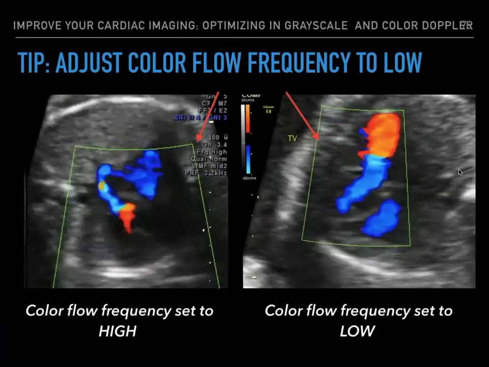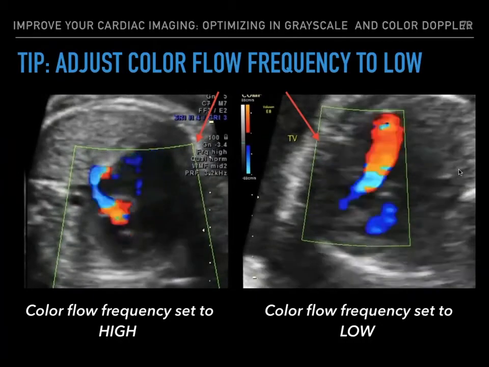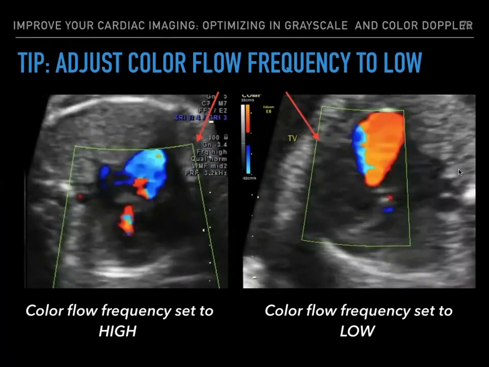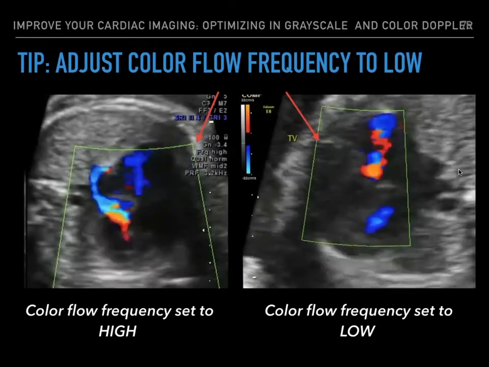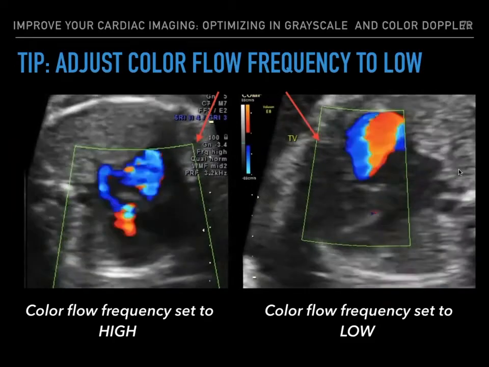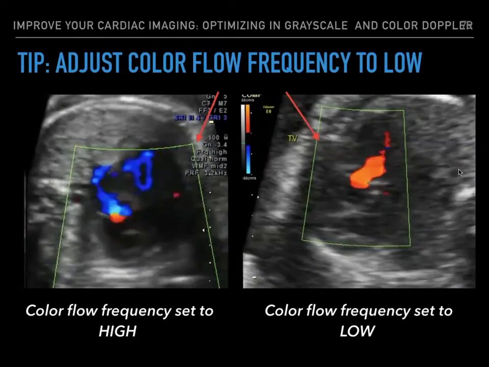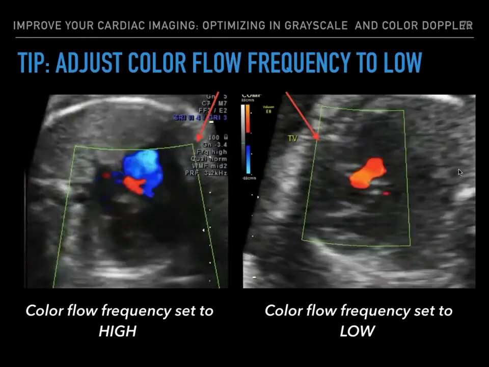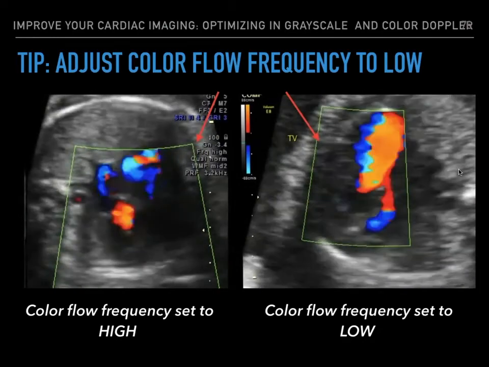So here is a before image with color flow frequency set to high, which is the initial image, and then making these manual adjustments in your color flow submenu, it was set to low. And here you could display and confirm the diagnosis of severe tricuspid regurgitation. So that's an excellent tip to think about when scanning your obese patients with color Doppler.